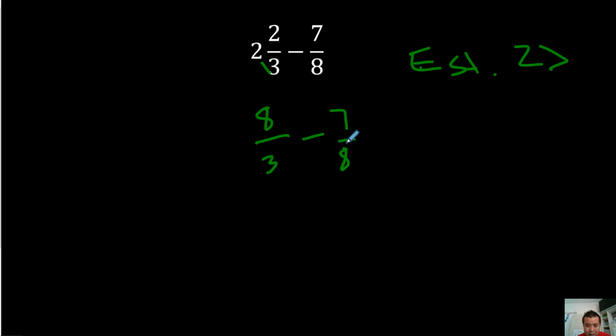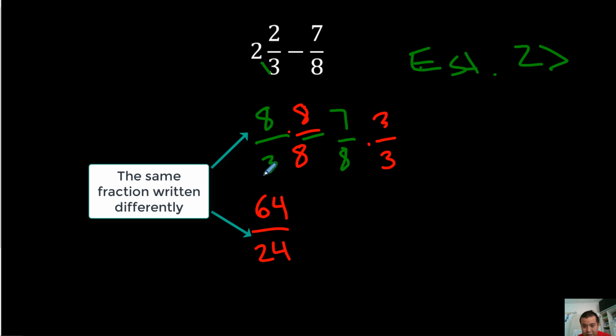We need to get common denominators. In order to do that, we need a common denominator of 24, since that's the least common multiple of 3 and 8. So we're going to multiply this fraction by 8 over 8, and this fraction by 3 over 3. Again, those are both forms of 1, which means we're not changing the value. We get 64 over 24, because 8 times 8 is 64, 3 times 8 is 24, minus 21 over 24.